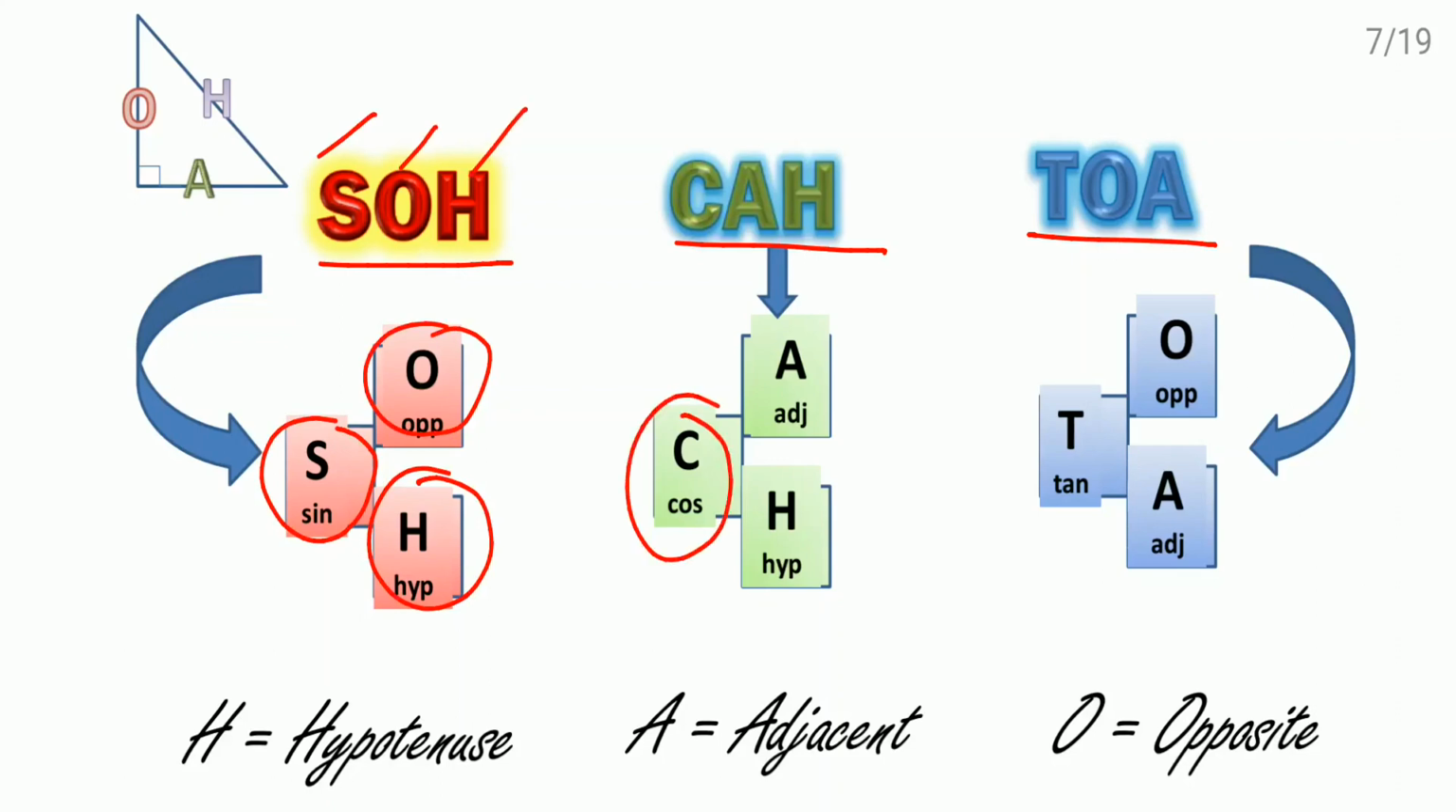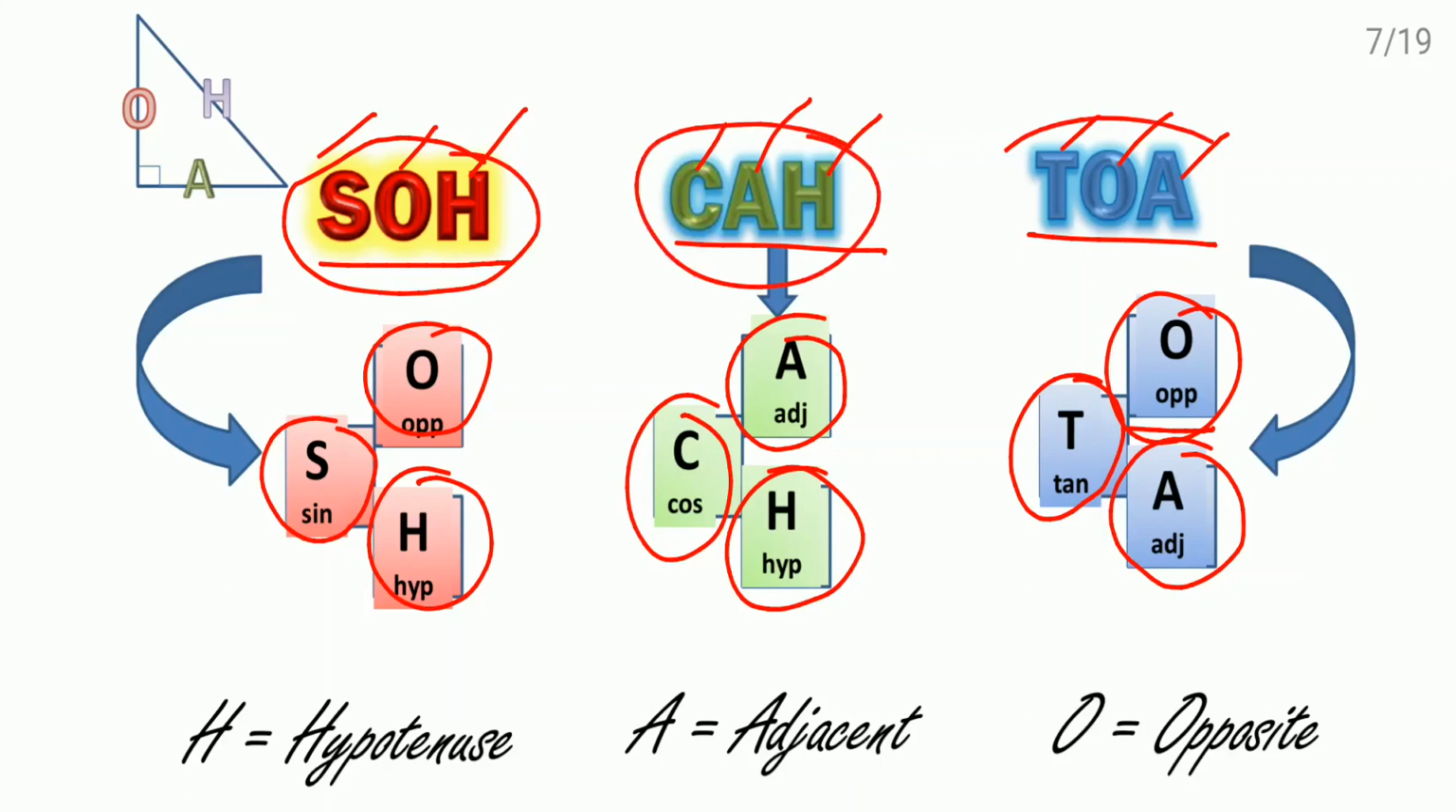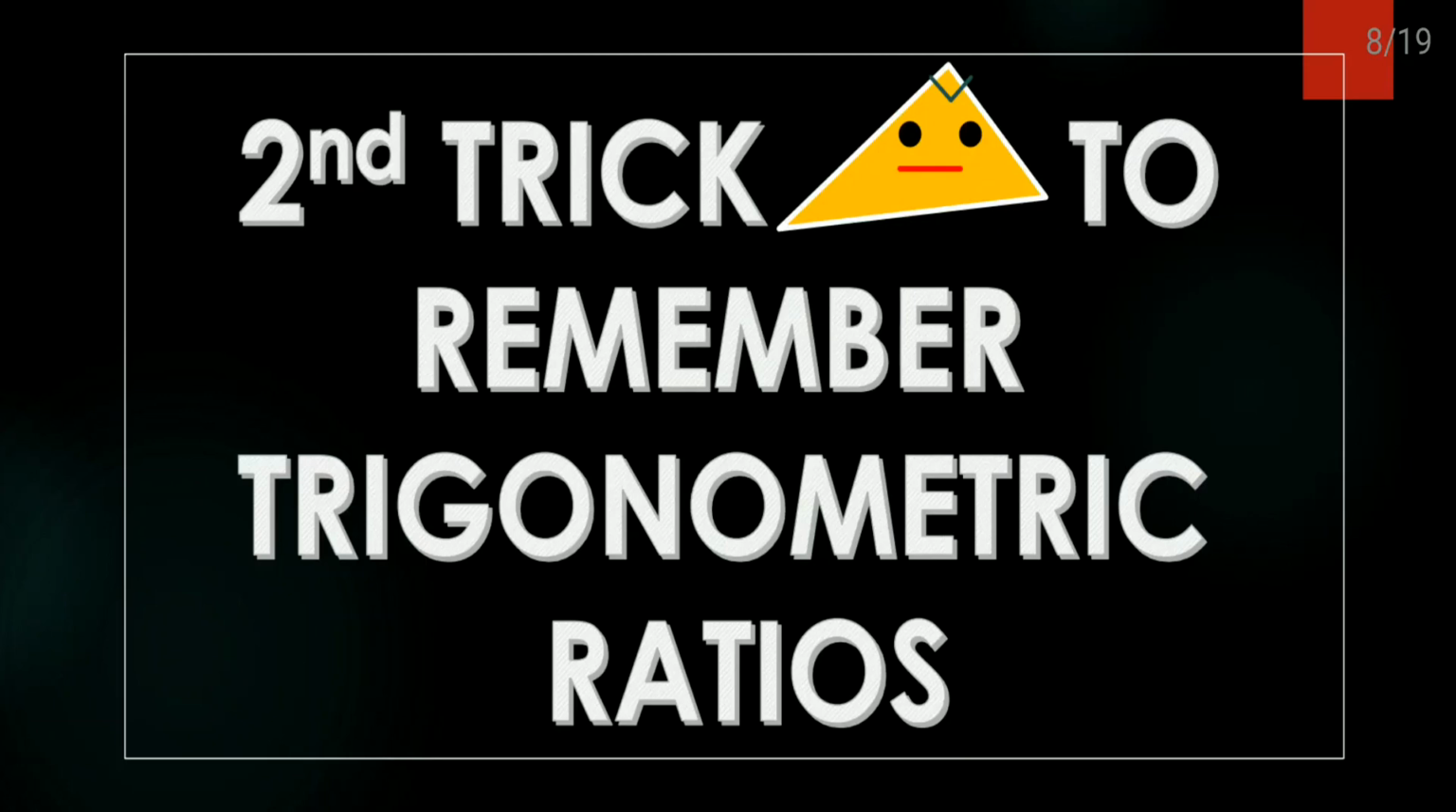Here, cos is equal to adjacent side by hypotenuse. And here tan is equal to opposite side by adjacent side. See, tan is equal to opposite by adjacent. Easy. So what you have to do? You just have to memorize these three words, and that's all. Done.